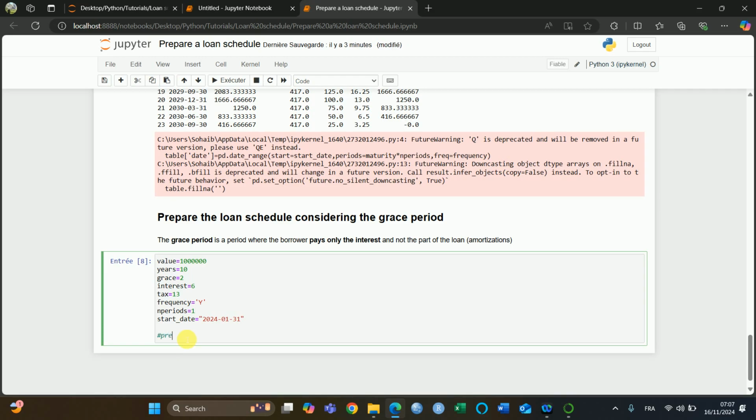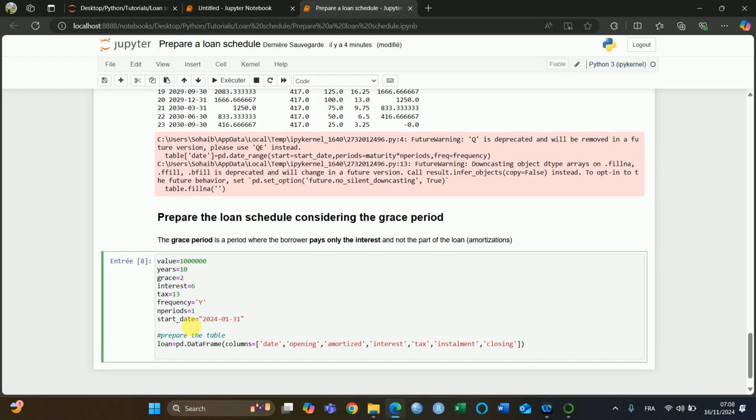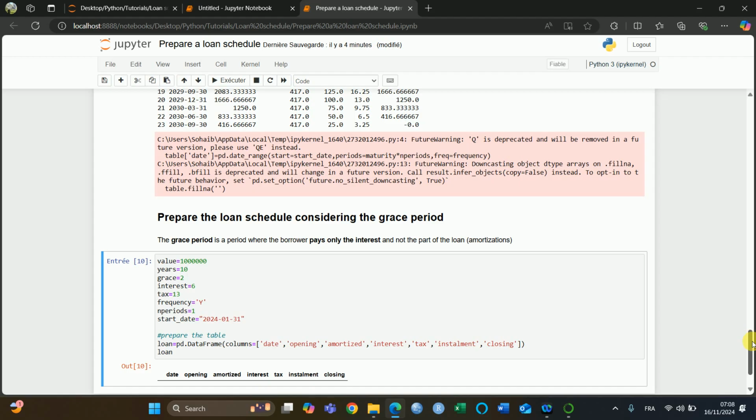So the first thing to do is prepare the table, and we call it loan, a pd DataFrame with columns: date, amortized before, opening, amortized, interest, tax, installment, and closing. So this is the template.